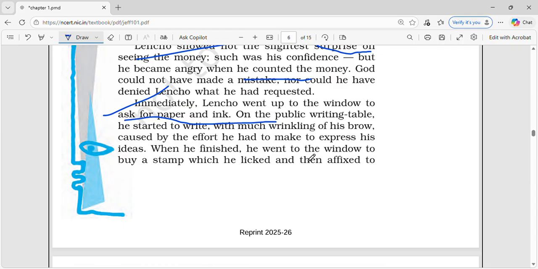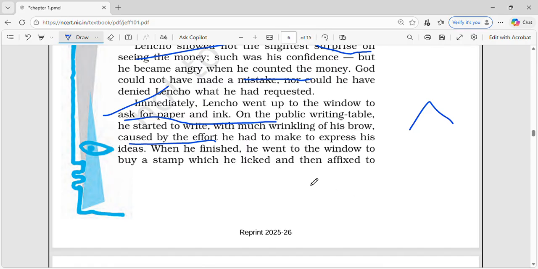Look, immediately after, what did he do? Lencho asked for a pen and paper. He started writing all of this with the ink, right? And on the public table, he was writing and writing and writing with a wrinkling of his brow. Meaning his eyebrow was raised a little like that, you could say. So it was the wrinkling of his eyebrow caused by the effort he made to express his ideas, whatever they were.